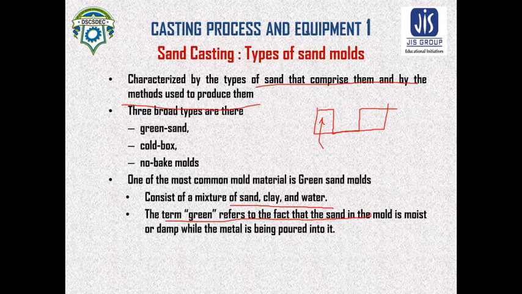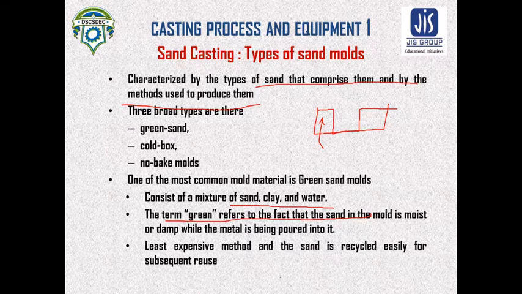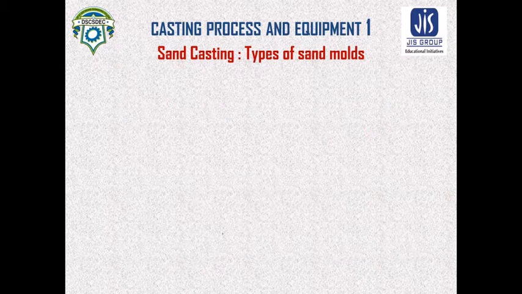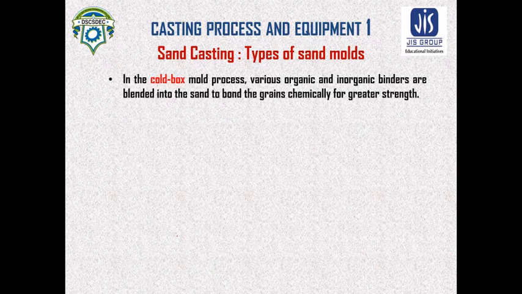Next, it is the least expensive method, and sand is recycled easily for subsequent reuse. Next is cold box. In the cold box process, various organic and inorganic binders are blended into the sand to bond the grains chemically for greater strength. So chemical, organic or inorganic binders are used in the cold box process.